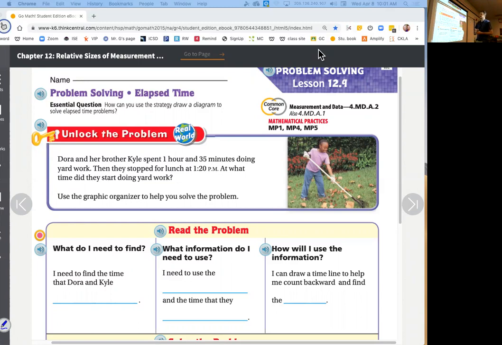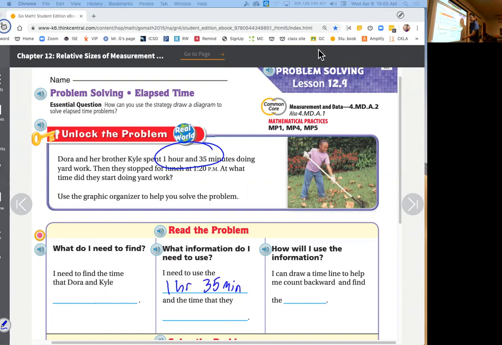12.9, elapsed time. So here we go. Dora and her brother Kyle spent 1 hour and 35 minutes doing yard work. So 1 hour and 35 minutes. Actually, I need to use the 1 hour and 35 minutes.